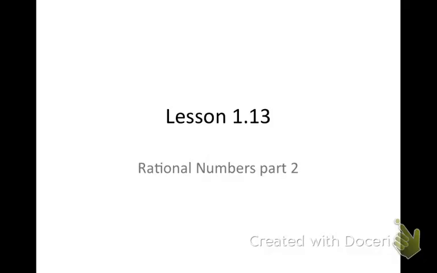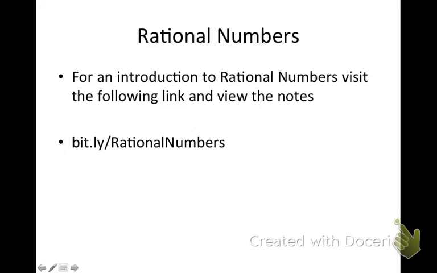Okay, today's lesson is going to continue with our rational and irrational numbers. This is part 2, lesson 1.13. So you had an introduction to rational numbers. If you have not already had a chance to do so, please visit the following bit.ly address, and that will take you to the rational number video that will summarize and help you identify and classify numbers by their sets in the real number system under rational numbers as rational, integers, and whole numbers.